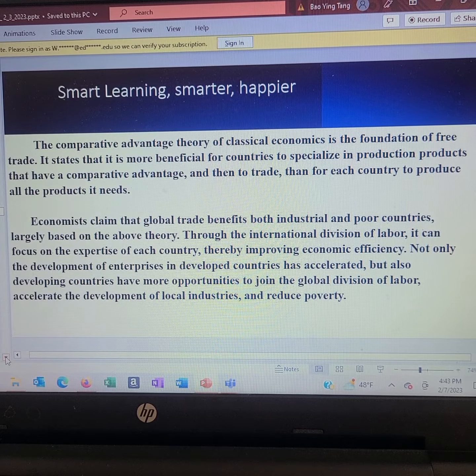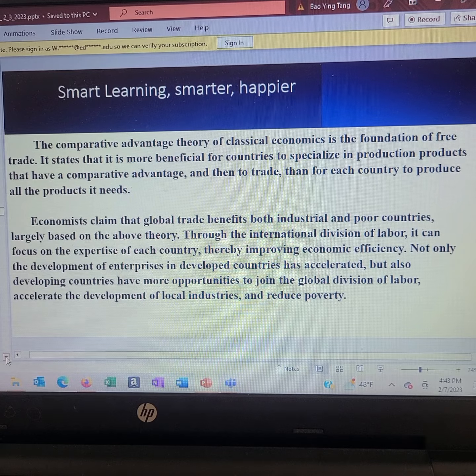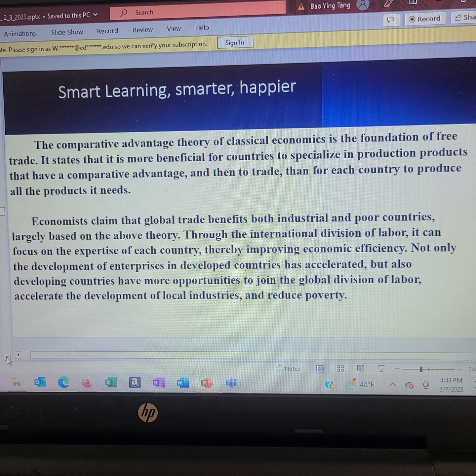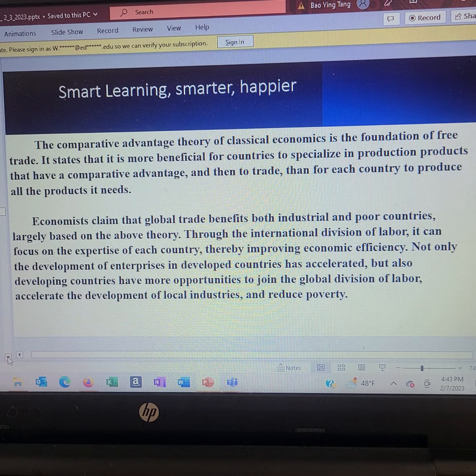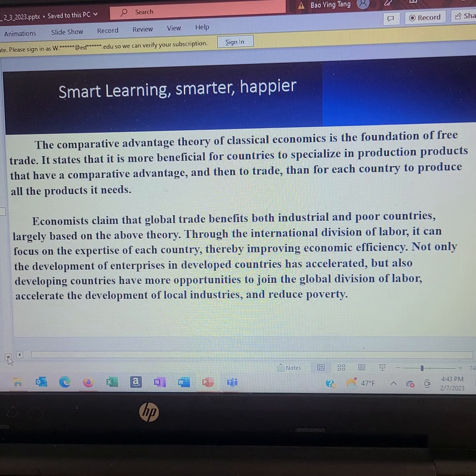Economists claim that global trade benefits both industrial and poor countries, largely based on the above theory. Through the international division of labor, each country can focus on its expertise, thereby improving economic efficiency. Not only has the development of enterprises in developed countries accelerated, but developing countries also have more opportunities to join the global division of labor, accelerate the development of local industry, and reduce poverty.